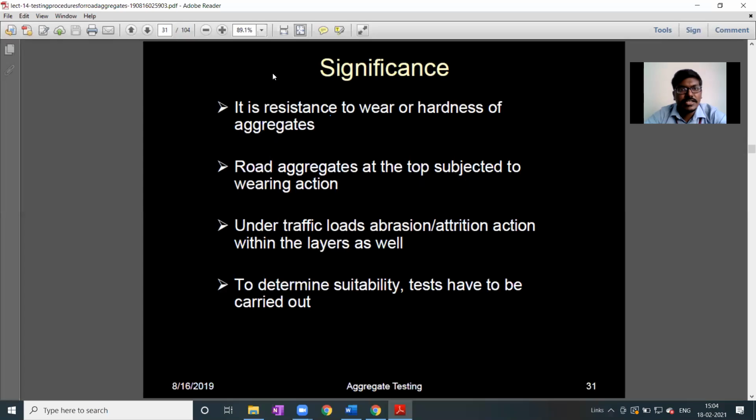This test will give us the resistance to wear, or hardness, of the aggregates. Road aggregates at the top surface are subjected to wearing action mainly under traffic loads, and abrasion or attrition action within the layers as well. To determine suitability, this test is also carried out. The aggregate impact value test and crushing value test are all conducted to determine the suitability of the aggregates for road construction.